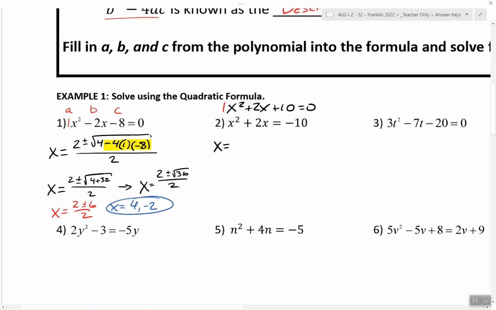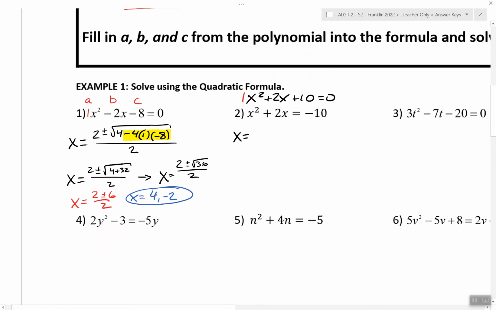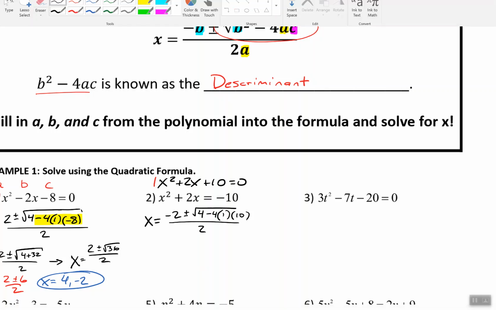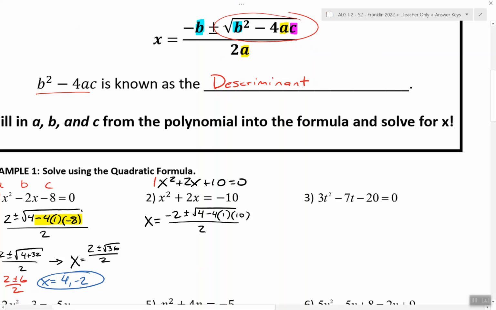X equals negative b, so b is 2, so negative b is negative 2, plus or minus the square root of b squared minus 4ac. So b squared, that's 2 squared, is 4, minus 4 times a, which is 1, times c, which is 10, all over 2a. A is 1, so 2 times 1 is 2. And now we simplify. So x equals negative 2 plus or minus the square root.